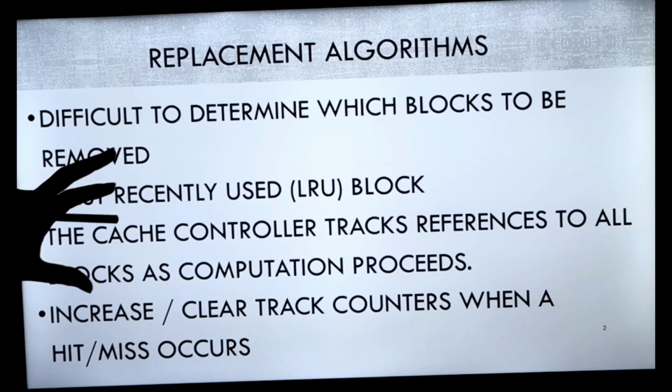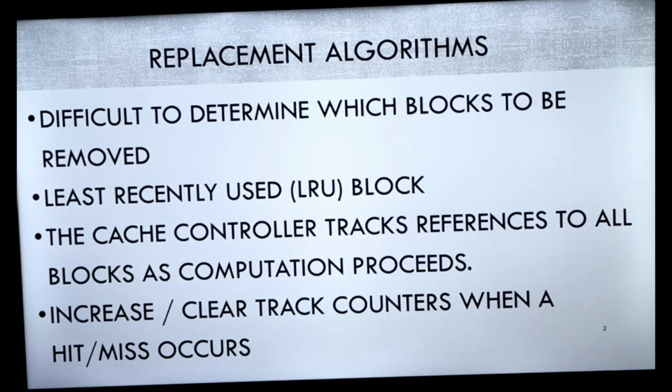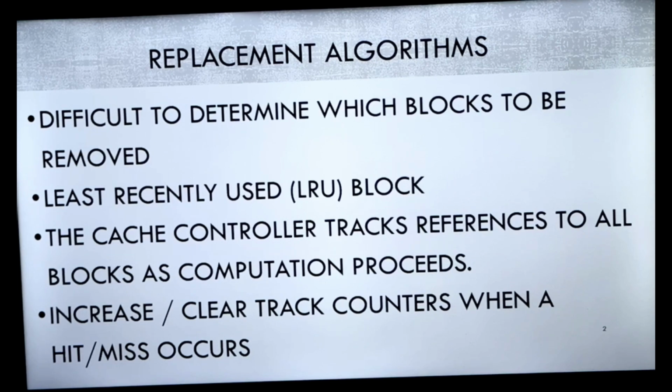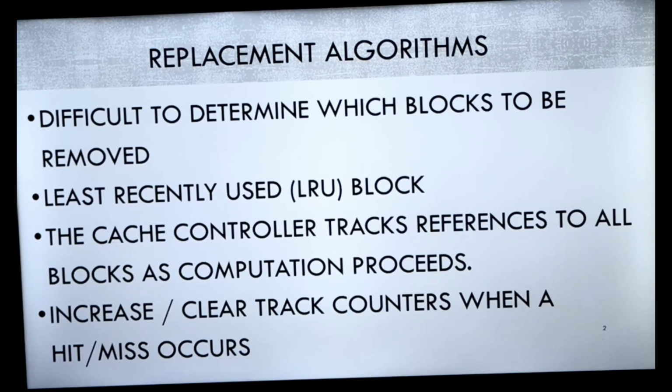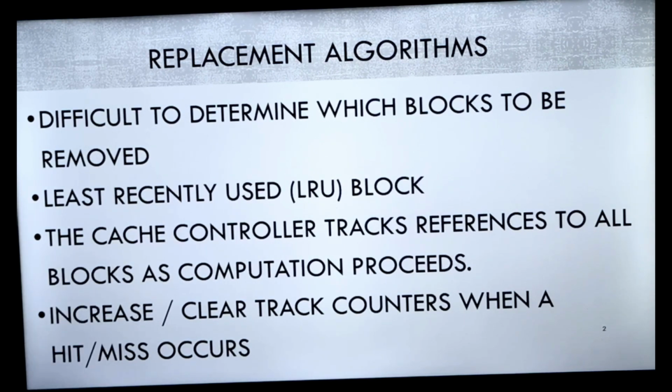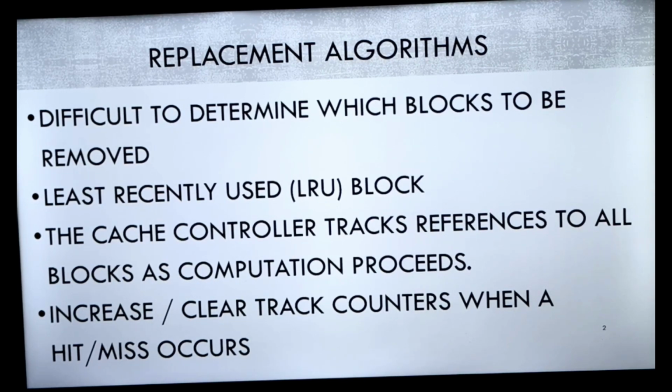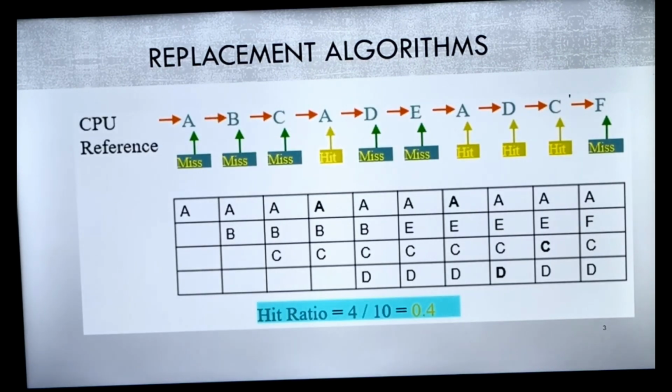To decide that, we have several algorithms. One of the most important is LRU, least recently used. From the name itself you can guess what this algorithm does. Least recently used means the oldest one. From my cache, I will see which data is the oldest, meaning which data has been occupying the space for a long time. Using LRU, I will replace that oldest data with the new data that needs to be inserted. You understood that? We'll discuss this algorithm with the help of one example. It will be more clear to you.